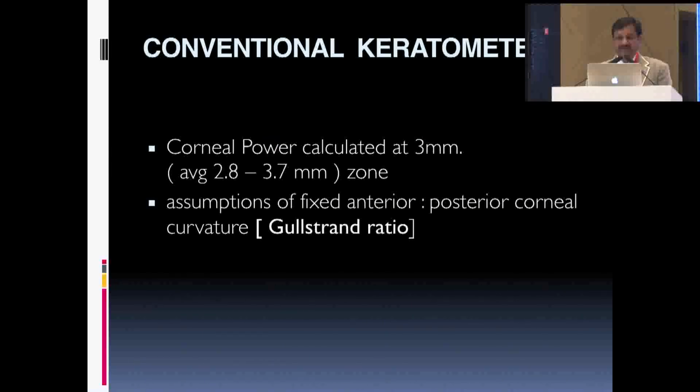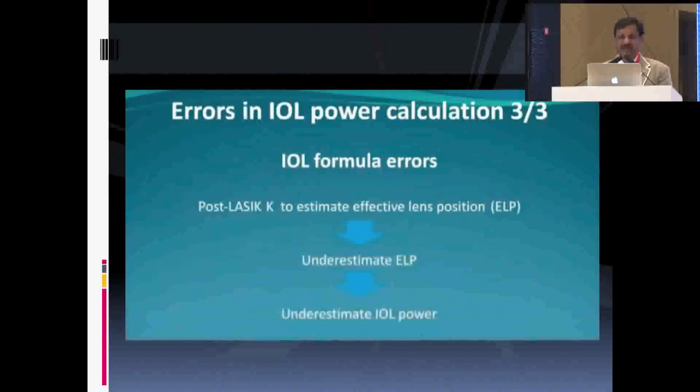So in the conventional keratometers, basically the corneal power is calculated at 3 millimeters. So the average is between a 2.8 to 3.7 millimeter zone. And it works on this assumption of a fixed anterior and posterior corneal curvature, which we call the Gould-Strand ratio. Now that is altered once you have performed RK or myopic LASIK ablation in these patients. So the third error in these is the error pertaining to the formula itself.